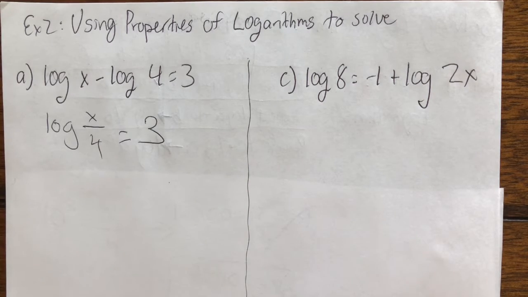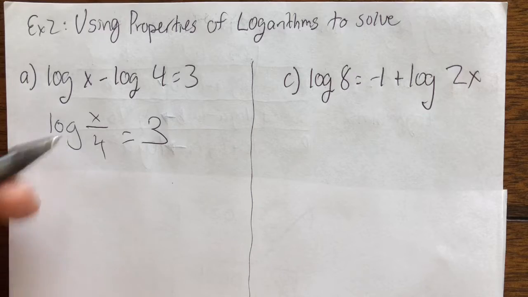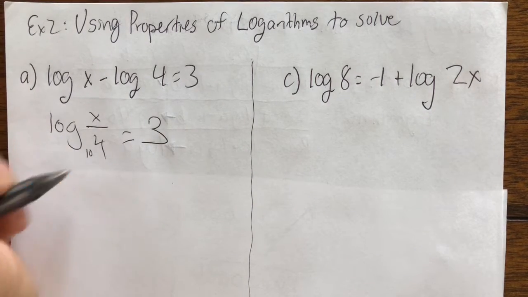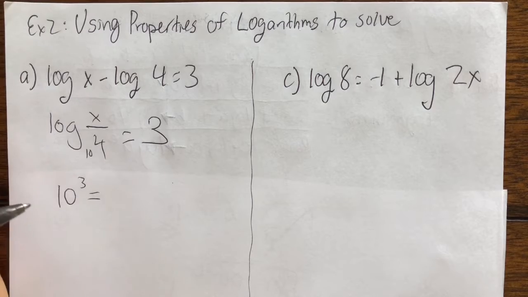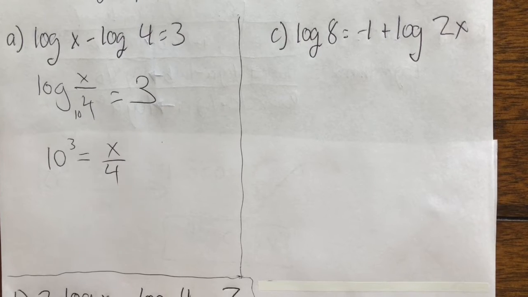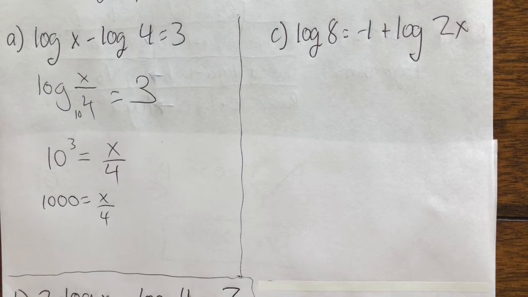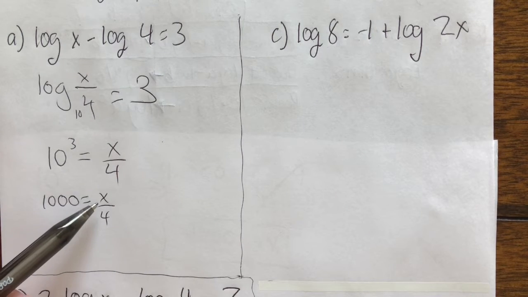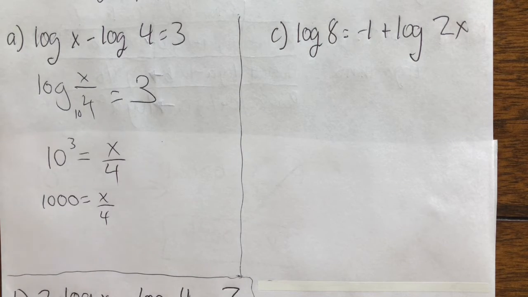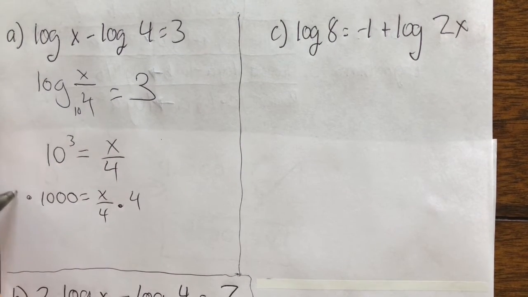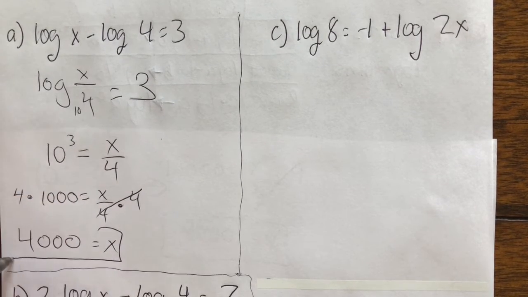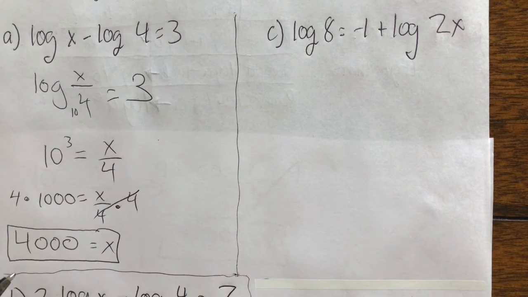So what I can do is convert it into exponential form. This is a common log where the base would be 10. So I have 10 to the third power equals x divided by 4. If I raise 10 to the third, I get 1,000 equals x over 4. Then what I need to do is get x by itself by doing the opposite of dividing by 4, which is multiplying. So I multiply both sides by 4, and x equals 4,000. All right, so this would be my final answer.